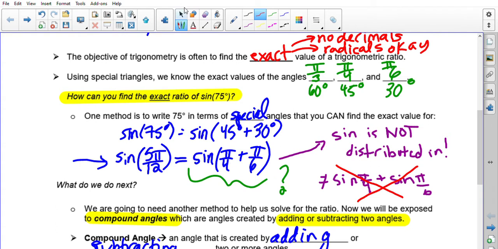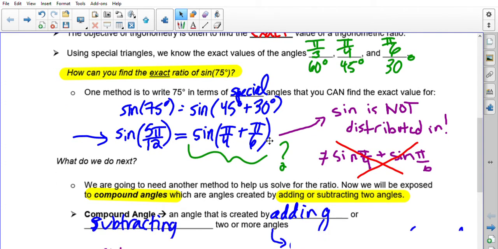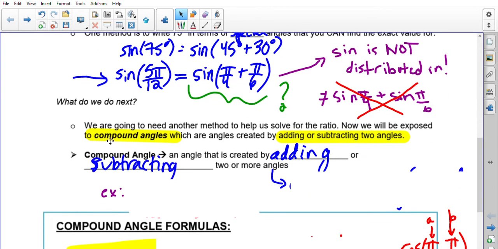So that's what today's lesson is about: if I can write this number in terms of the addition or subtraction of some special angles, what am I supposed to do next? So what is the formula to solving something like this? We are going to need another method to help us solve for the ratio, and this will help us be now exposed to the compound angle formula.